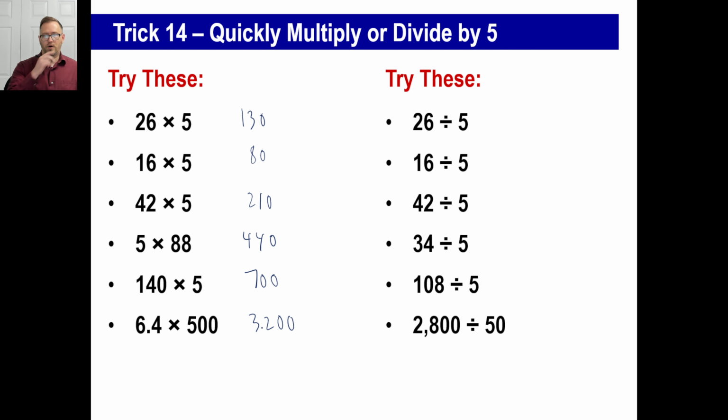Okay. All right, pause it and try the division problems now. Okay, well, every time we divide by 5, you multiply by 2. 26 times 2 is 52, but to make it reasonable. 16 divided by 5, that's going to be 32, but to make it reasonable. 42 times 2, 84, but that's what makes it reasonable. 34 times 2, 68, that's what makes it reasonable. 108 times 2, 216, but that's what makes it reasonable.